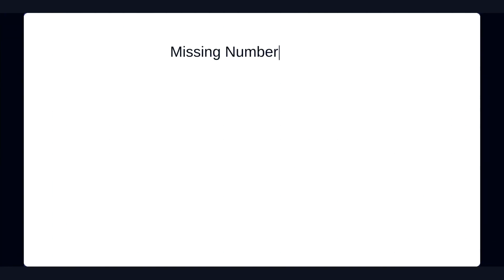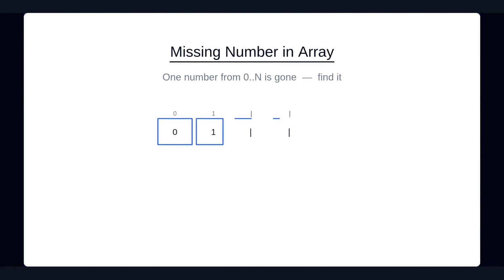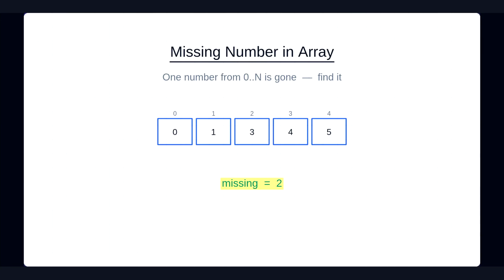We are given a list that should contain every number from 0 up to n, but exactly one of them is missing. In 0, 1, 3, 4, 5, the number 2 is gone. We want to find that missing number quickly without sorting and without extra lists.